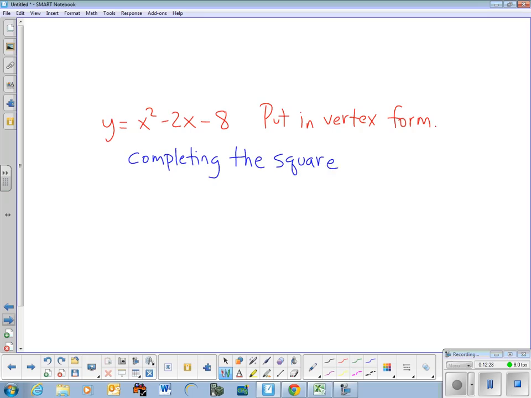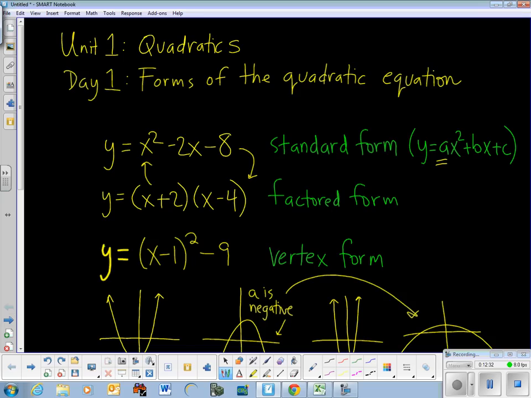Completing the square is a process that allows you to come up with a perfect square binomial like this, starting with a quadratic expression like this. So if I want to go from standard to vertex, I need to figure out how to get this perfect square, this binomial, this x minus 1 quantity squared. And here's how that works.